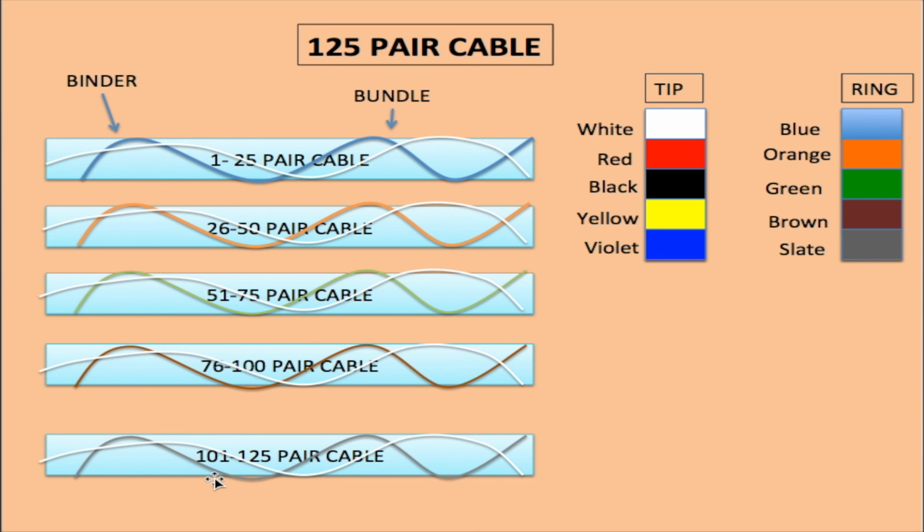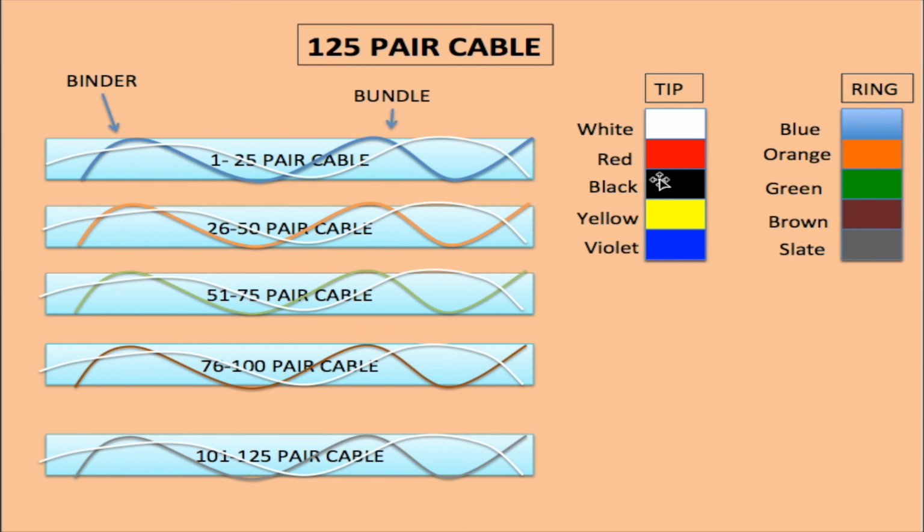And if we had a 6th bundle, we'll go on to red. Red and blue would be bundle 6. So you'll have a red and blue thread wrapped around the 6th bundle. If you had a 7th bundle, it would be red and orange. And the 8th bundle, red and green. A 9th bundle, red and brown. A 10th bundle, red and slate.